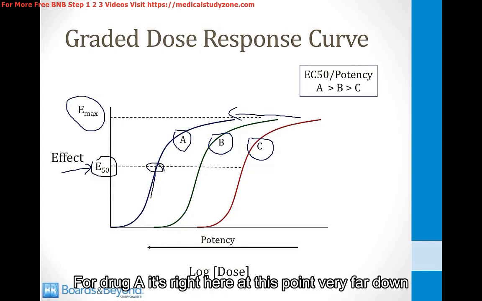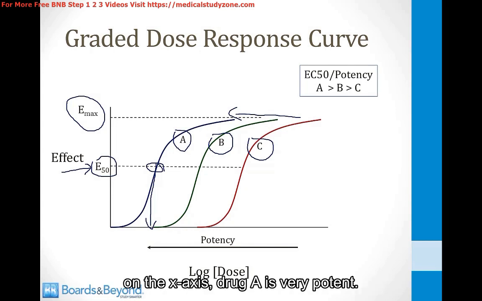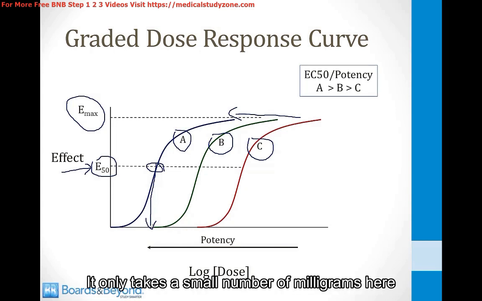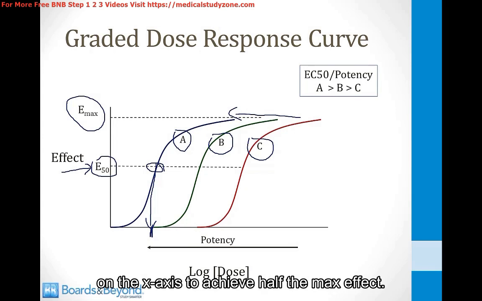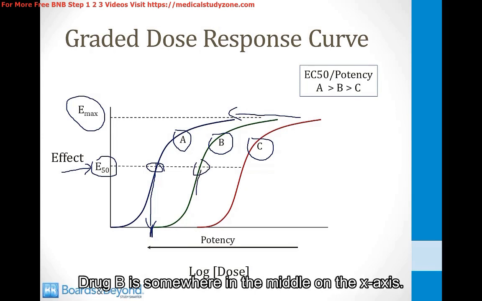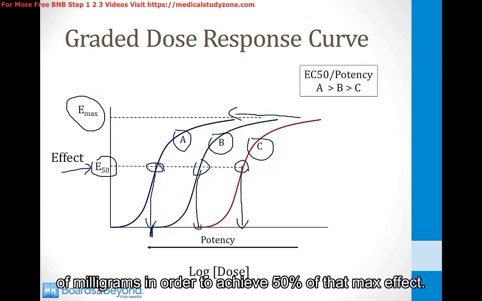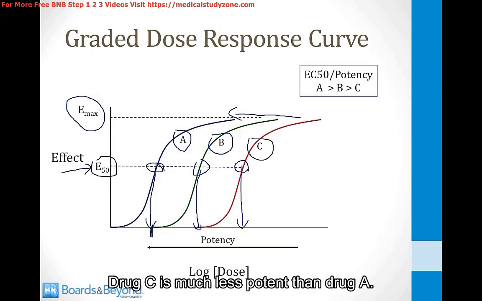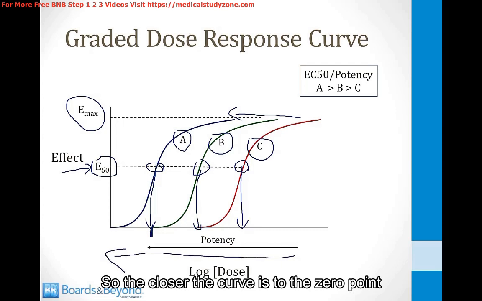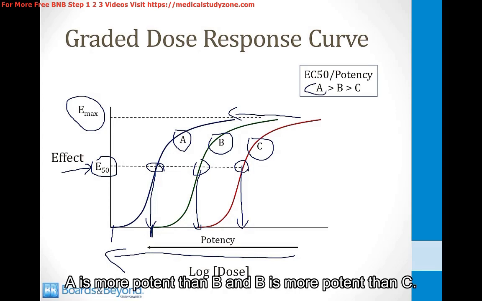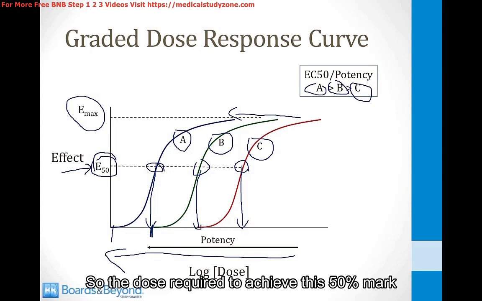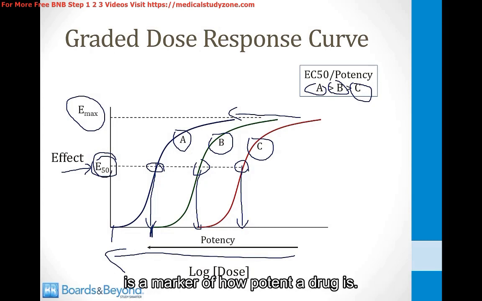For drug A, it's right here at this point, very far down on the x-axis. Drug A is very potent. It only takes a small number of milligrams here on the x-axis to achieve half the max effect. Drug B is somewhere in the middle on the x-axis, and for drug C, you need a lot of milligrams in order to achieve 50% of that max effect. Drug C is much less potent than drug A, so the closer the curve is to the 0 point on the dose curve here, the more potent it is. And I've written that up here. A is more potent than B, and B is more potent than C. So the dose required to achieve this 50% mark is a marker of how potent a drug is.